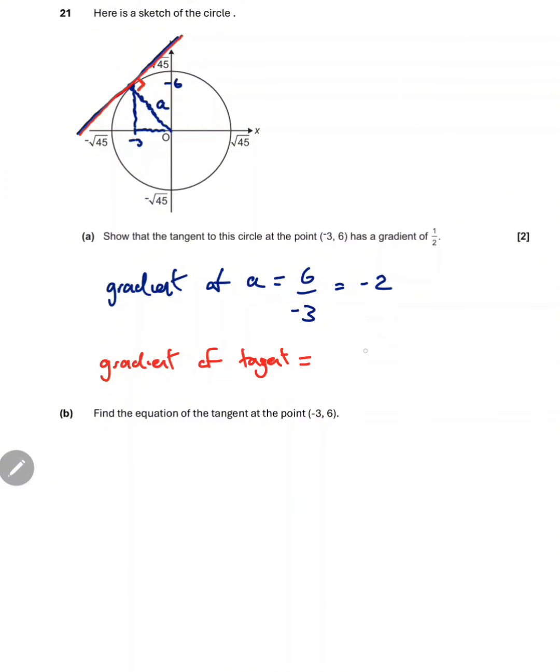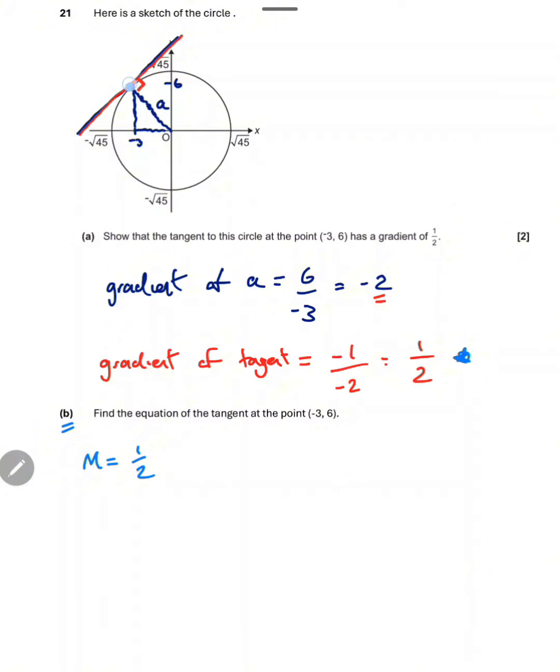They will multiply to make -1. So I'm going to do -1 divided by this gradient, and -1 divided by -2 is a half. Part B says find the equation of the tangent. Well, I already know the gradient. I've been told that. So my gradient m is a half.